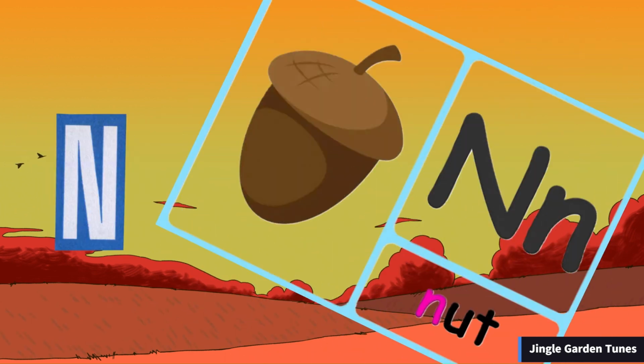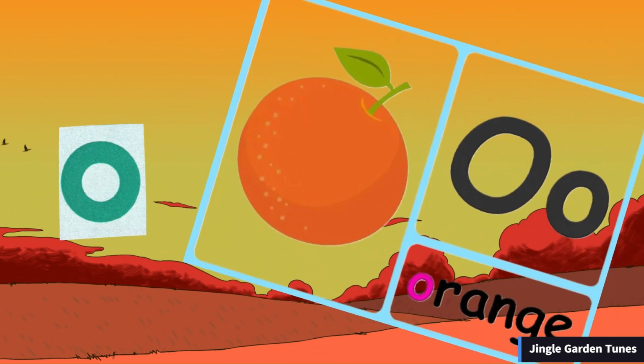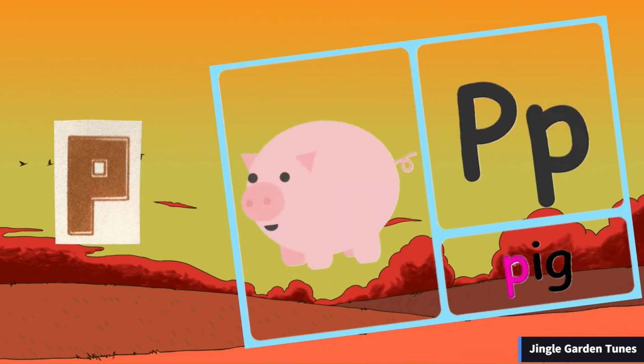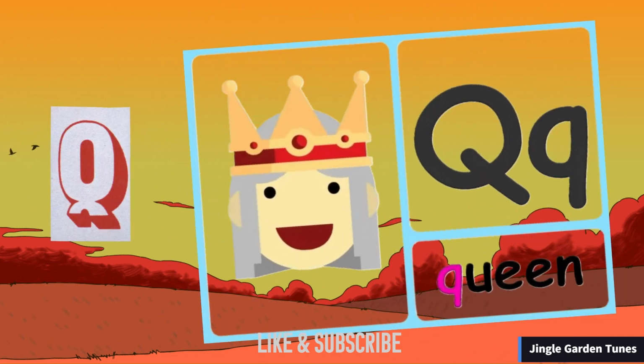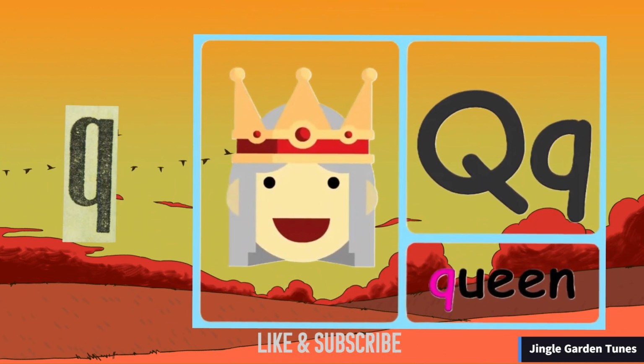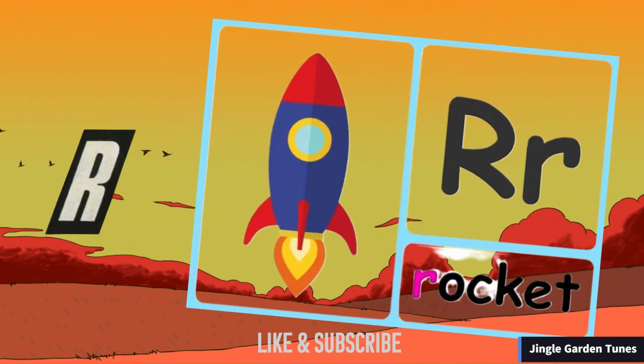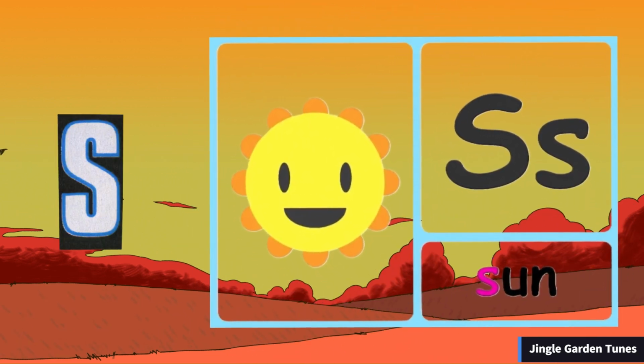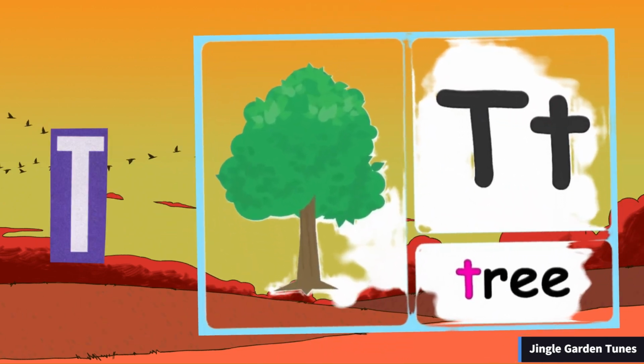N is for nut. O is for orange. P is for pig. Q is for queen. R is for rocket. S is for sun. T is for tree.